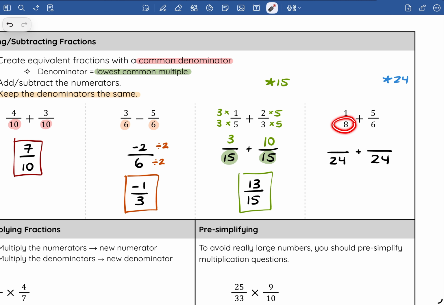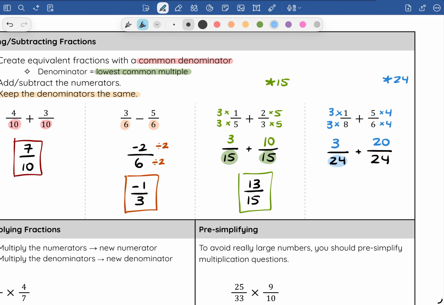Now we can say, okay, how do we turn an 8 into a 24? Multiply by 3, which means we do that to the top. So we have a 3 on top. How do we turn a 6 into a 24? Multiply by 4, which means we have a 20 on the top.